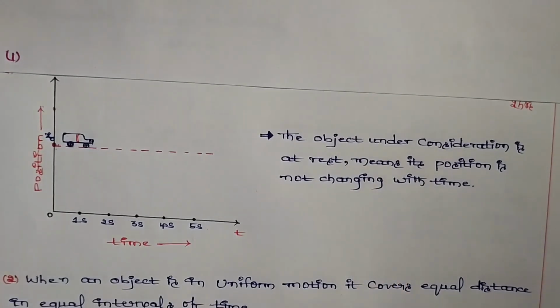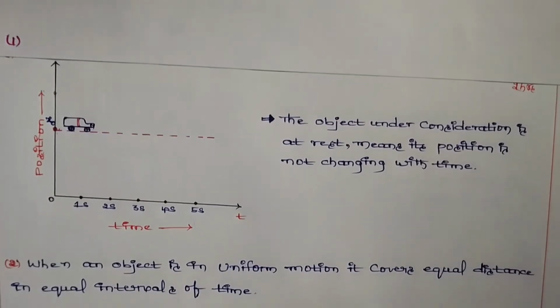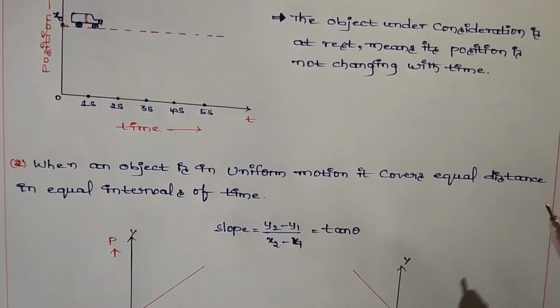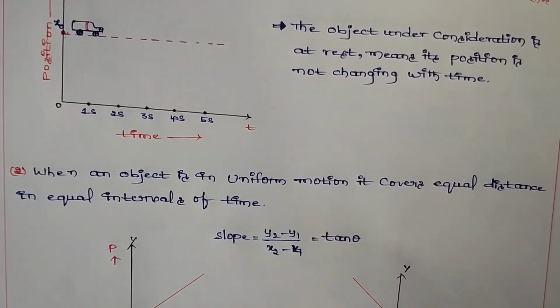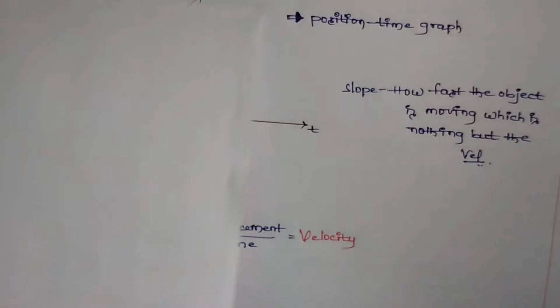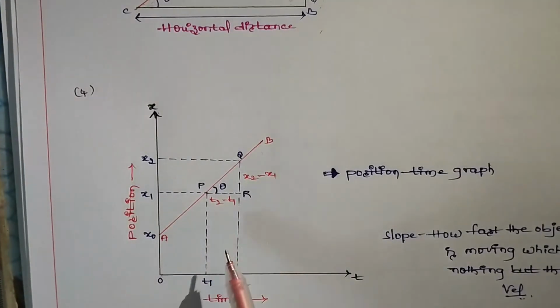This is the first case. The graph looks like this. In the first case, the object is stationary, and in the second case, when the object is in uniform motion, the graph will look like this. In that case, velocity is constant and acceleration is 0.